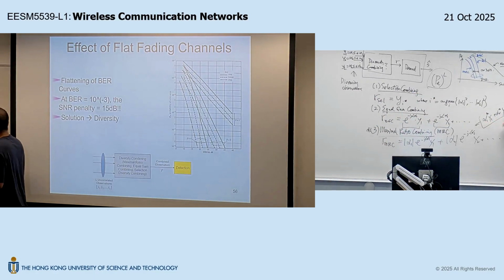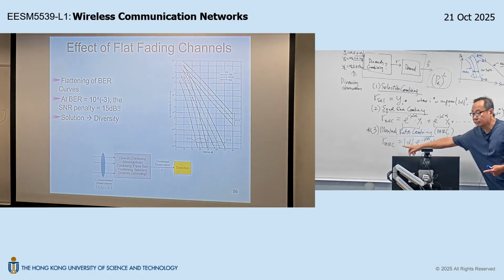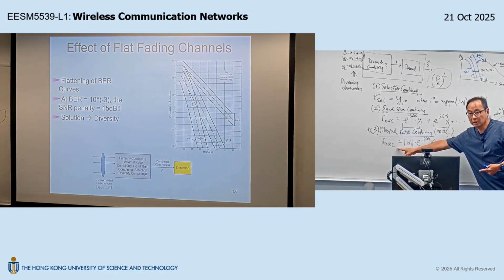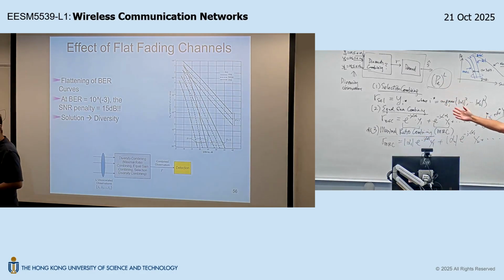So if you try to compute this metric, what do you need to know? Of course, you need to know the y1 and y2, right? You need to know the y1 and y2. So the first question you should ask yourself is, where would you like to compute this metric? Would you like to compute this metric in the digital baseband or in the analog baseband? Compute this equation.